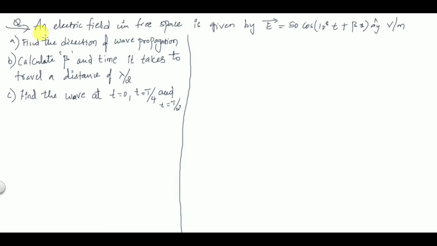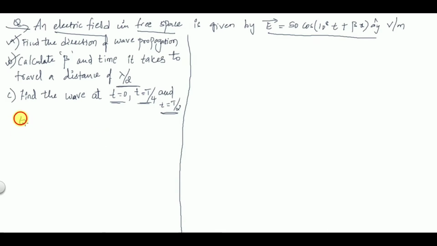Right, so in this question, the first question, he has given that an electric field in free space is given by E bar is equal to 50 cos(10^8 t + beta x) ay cap volt per meter. And he has asked you to find the direction of wave propagation, and calculate beta, the phase shift constant, and the time it takes to travel a distance of lambda by 2. And also he has asked to find the wave equations at different time intervals, that is at t is equal to 0, t is equal to T by 4 and t is equal to T by 2.